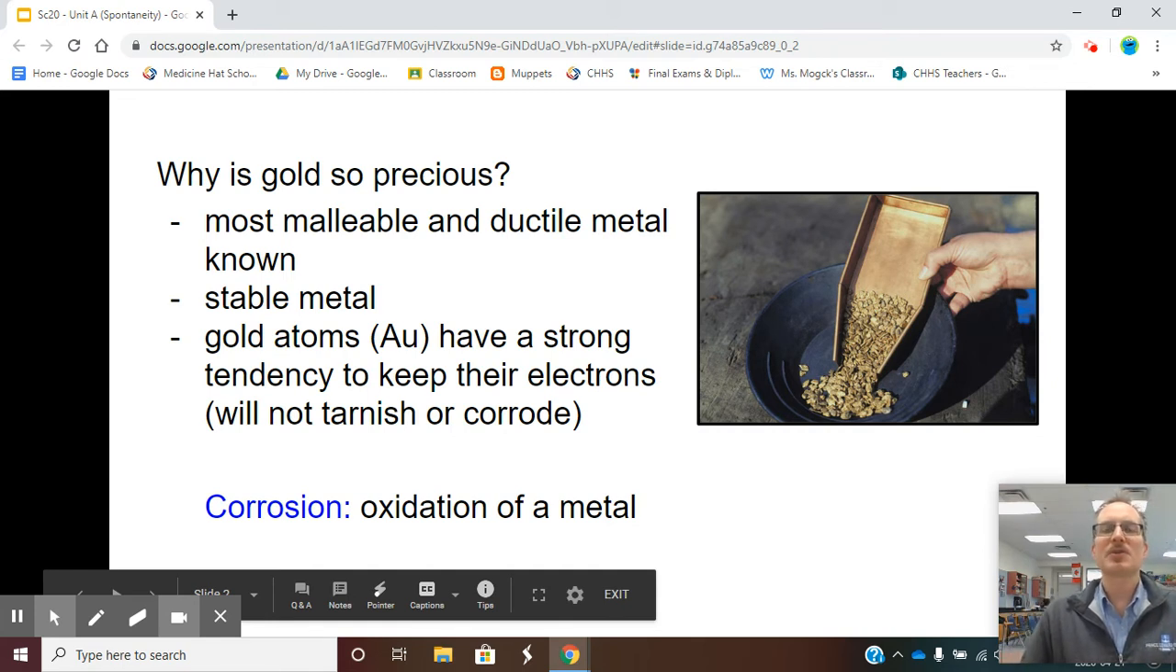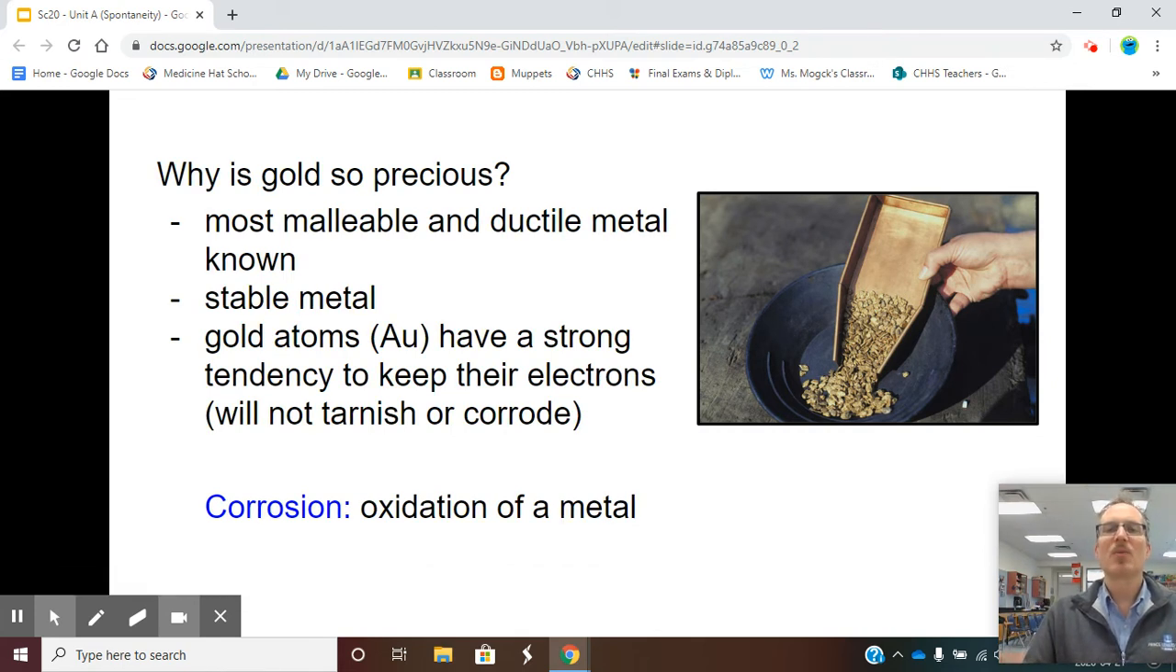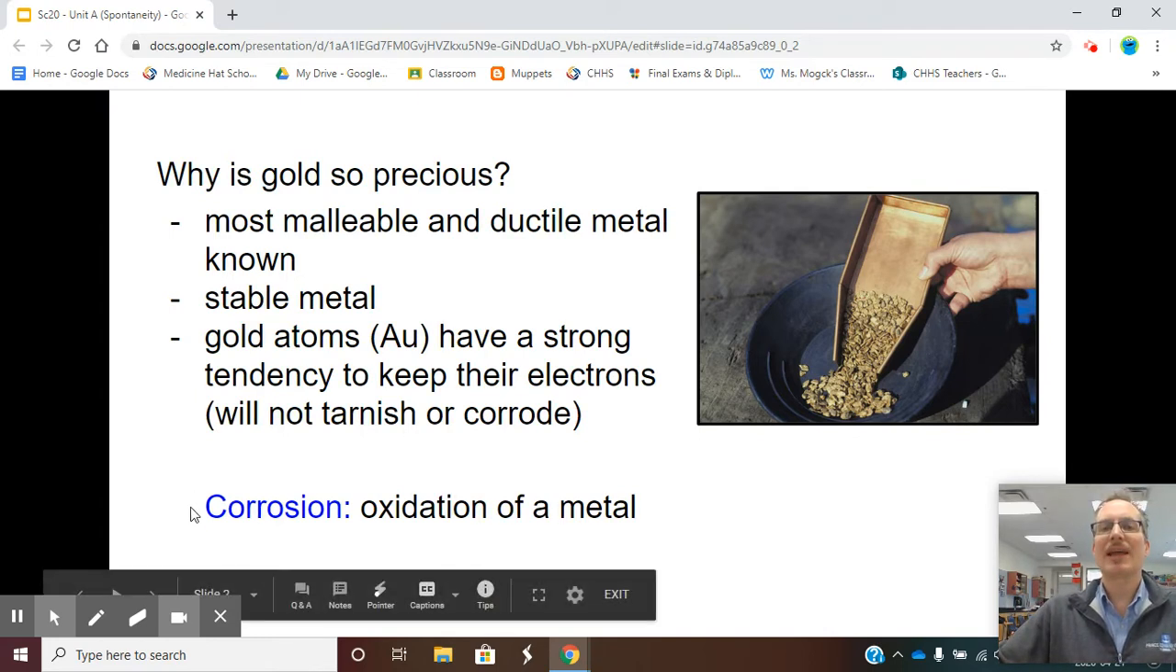What we're going to do is our little demo. We're going to teach our lesson, and then we're going to come back around. And at the very end of the lesson, I'm going to prove to you why gold has the tendency not to react like other metals, why it has a tendency not to tarnish, not to corrode like other metals do.